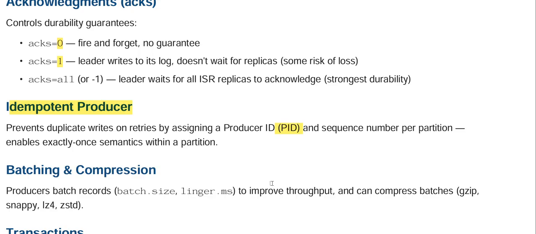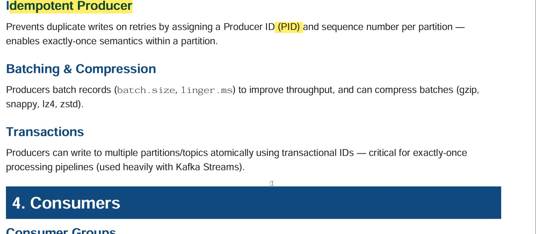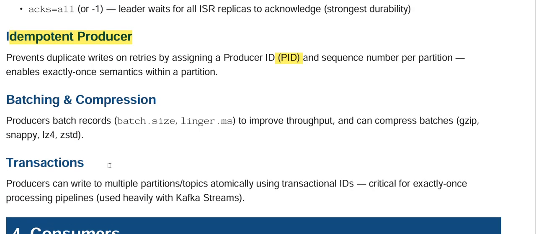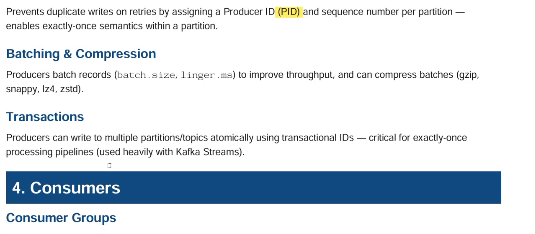Batching and compression: the producer batches records, and batch size and linger.ms are important for throughput, and it can compress batches, for example with gzip or snappy. Okay, so transactions: a producer can write to multiple partitions and topics atomically using a transactional ID, critical for exactly-once pipelines, used heavily with Kafka Streams as well.